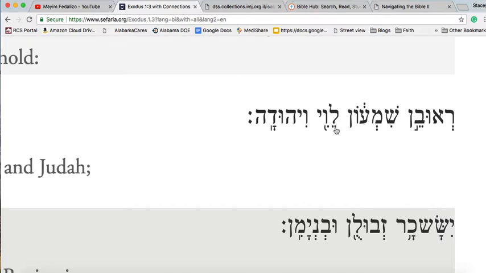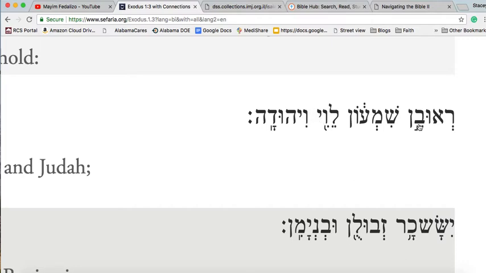Lamed with an e sound, le, a vav with an e sound, so le, vi, and then a yod to kind of finish it off with that y sound at the end. Le, vi. Ignore the cantillation mark, okay? Don't pay attention to the cantillation mark. Levi. Who is Levi? That's Levi, okay? Let's go to the next name.